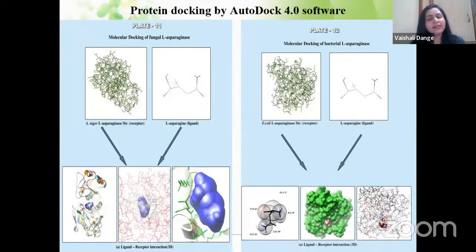And these are the results of the docking studies, showing whether there is interaction or binding of that enzyme with the asparagine. Here the asparaginase enzyme is from the fungus, and this is the L-asparagine. Here you can see which type of interaction is happening in the case of the fungal L-asparaginase, and this is in the case of the bacterial L-asparaginase.